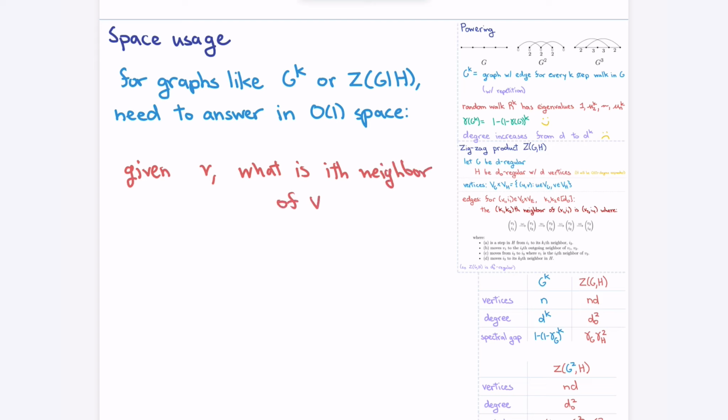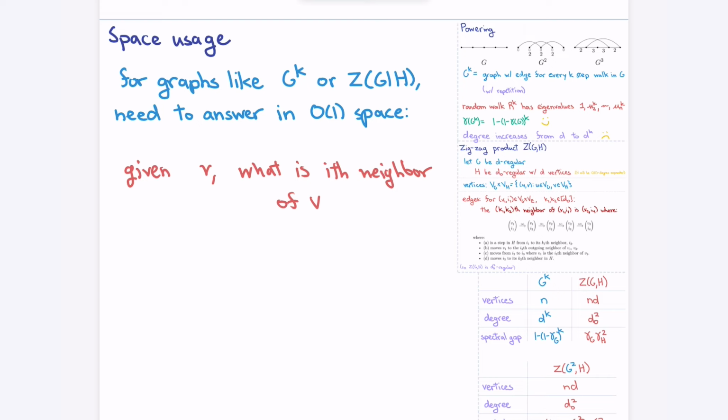So we're going to know the overall degree in the graph is always going to be d0 squared after doing the zigzag product. Imagine you did this construction all the way through, and then you say, okay, give me a random neighbor, one out of the d0 squared neighbors, and you get some index I.